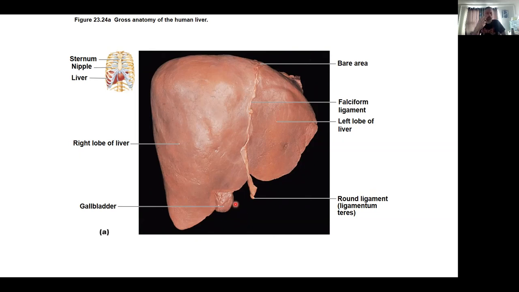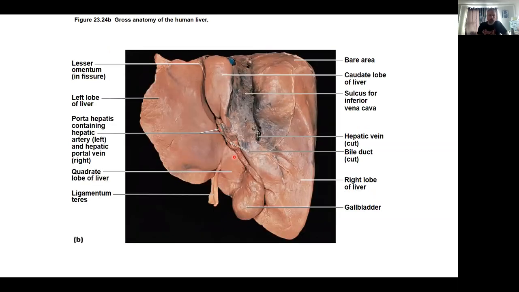So we're going to flip this guy around. Let's see him from the back. Here, right smack dab in the middle of this whole thing, we've got this little groove. This is where the inferior vena cava would pass. Okay, right through there. Right lobe of the liver over here again. Right, so this dude here, our gallbladder nestled, tucked right here into the right lobe. Here's our left lobe there.